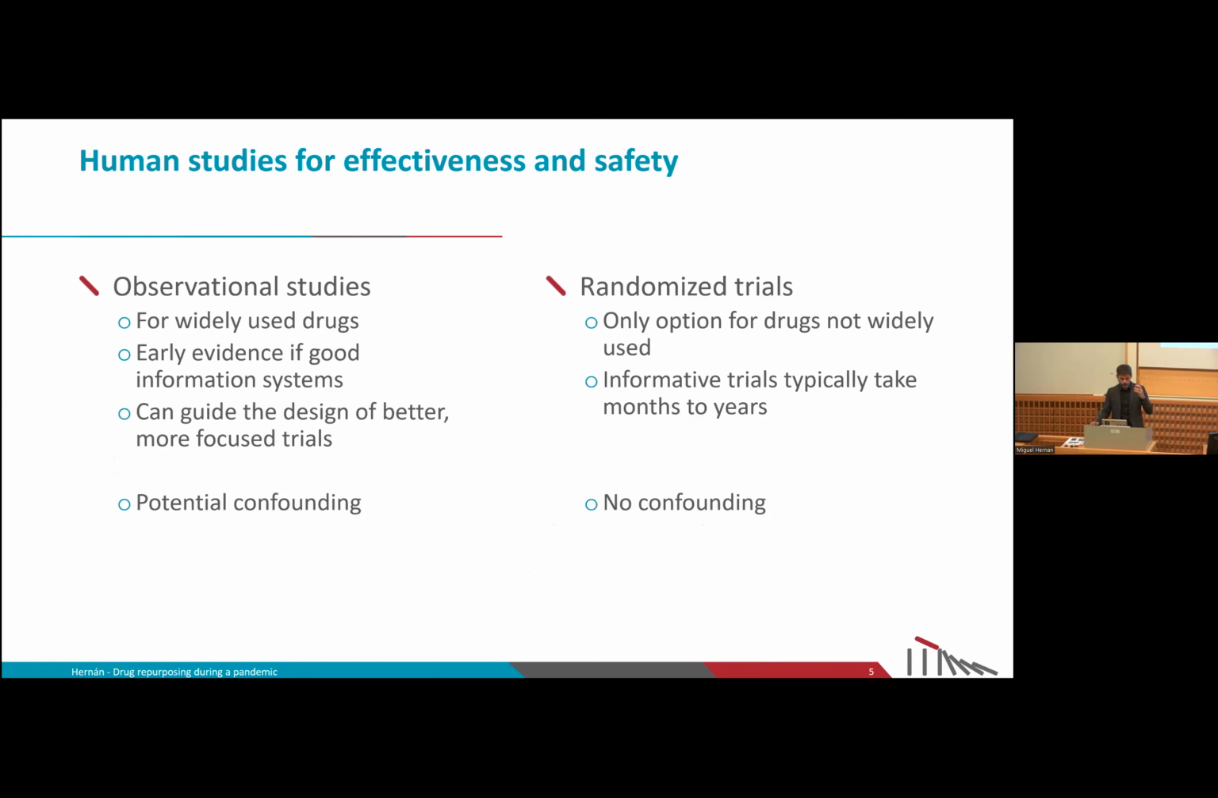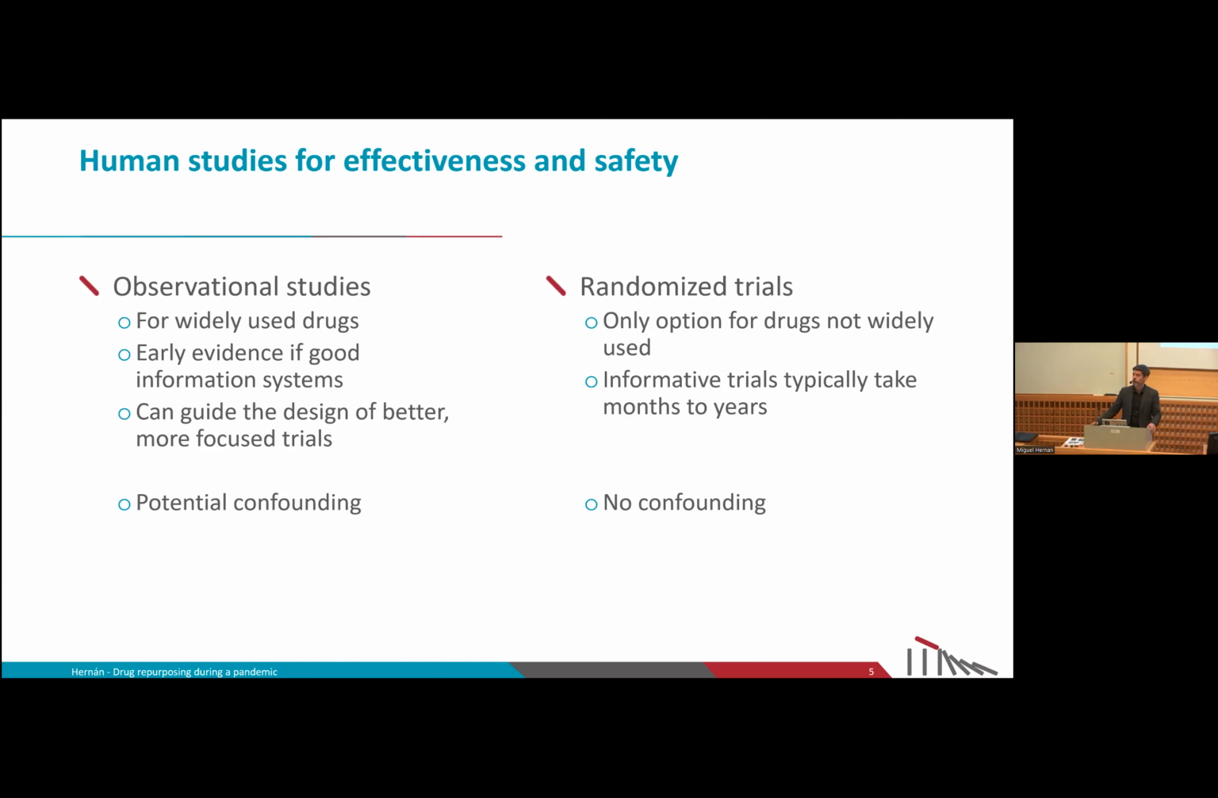So to determine effectiveness and safety in humans, not in vitro or in animal experiments, we can use observational studies for drugs that are widely used, and they can give very early evidence if we have everything set up, if we have electronic health records ready for research or national registries ready for research. If everything is ready so that the observational data can be used fast, observational studies can provide early evidence about effectiveness and safety, and they can help design better trials too.